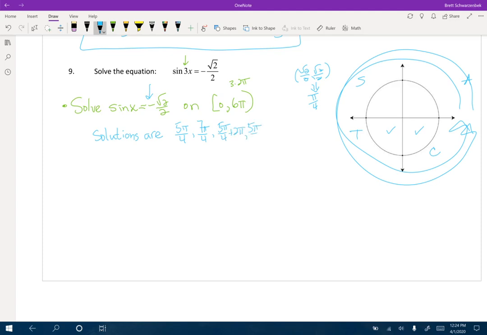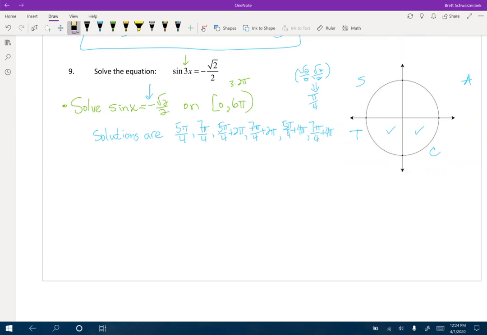Okay, but that was when we were going to 4 pi. We need to go around again. Another 2 pi, which means we need to take... Oh, this is, by the way, a typo. This is 7 pi. Okay. We need to go around again, which means we need to take the same 5 pi over 4 and add 4 pi to it. And the same 7 pi over 4 and add another 4 pi to it. So in this scenario, that's basically the idea, is that this time there will be 6 solutions to the problem.